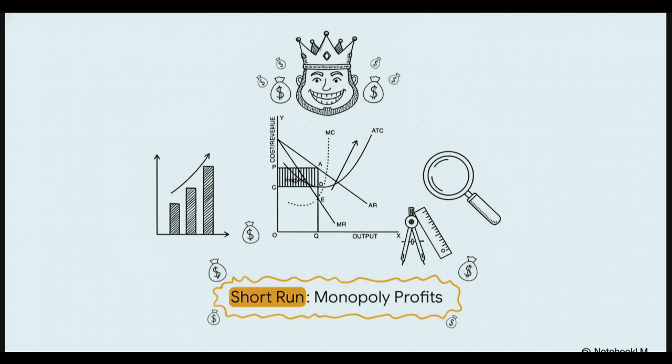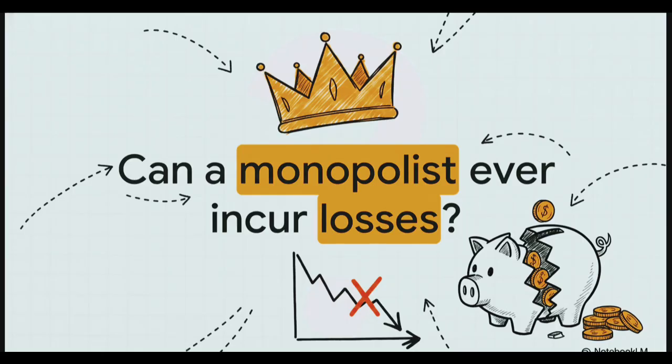Now check out the U-shaped ATC curve. The cost at quantity Q is point B. The distance between the high price at A and the lower cost at B is the profit per unit. Multiply that by the quantity, and you get that massive shaded box. That, my friends, is pure monopoly profit. Concept samajh aaya? Now, let me throw a totally counterintuitive question your way just to shake up your assumptions.